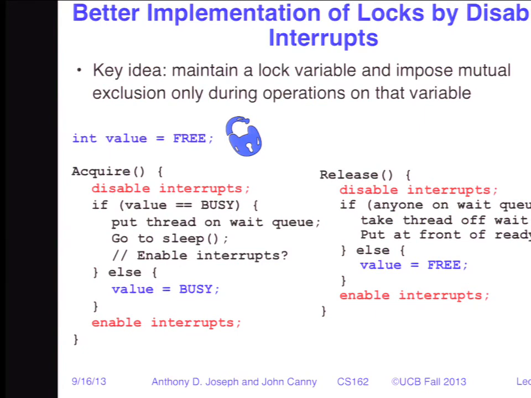Our release code is going to do something similar. It's going to disable interrupts. Then it's going to check to see, is anybody on the wait queue? If there is anyone on the wait queue, then it's going to take a thread off of the wait queue, put it on the front of the ready queue, and enable interrupts.